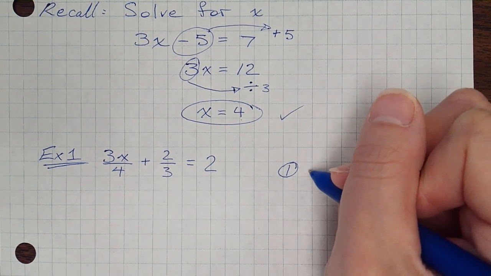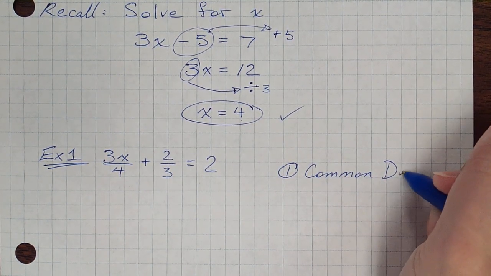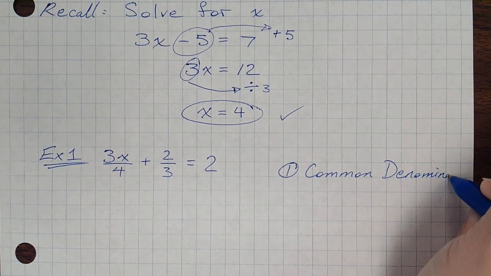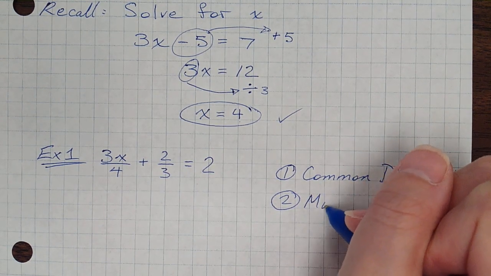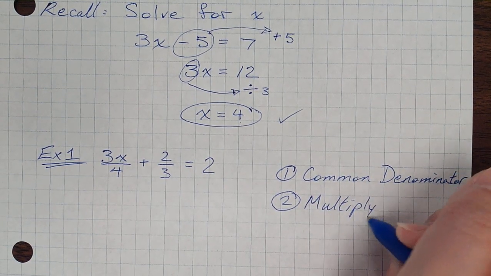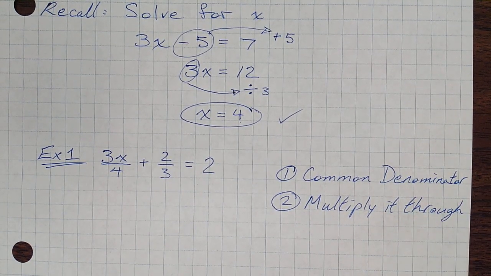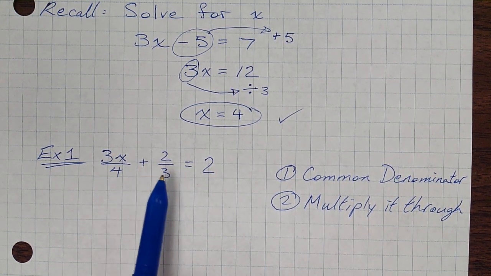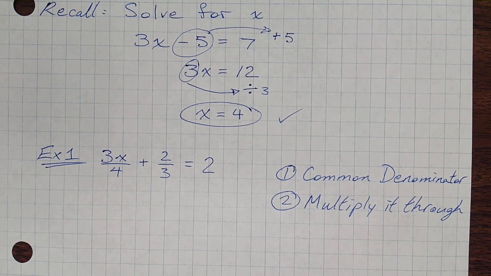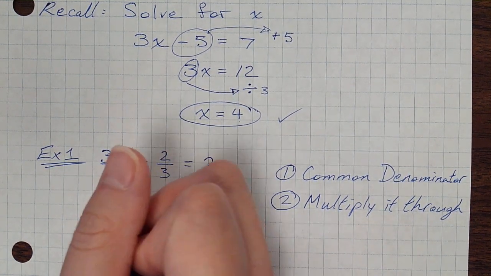So find the lowest common denominator, and then multiply it through. Okay, so in this case, what's my lowest common denominator here between 4 and 3? Tanya? 12. Yeah, so my second step, multiply it through, meaning I'm going to multiply everything by 12.